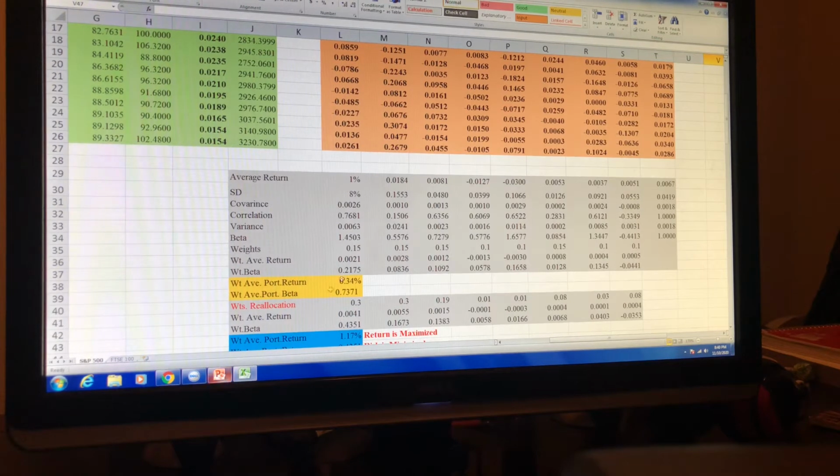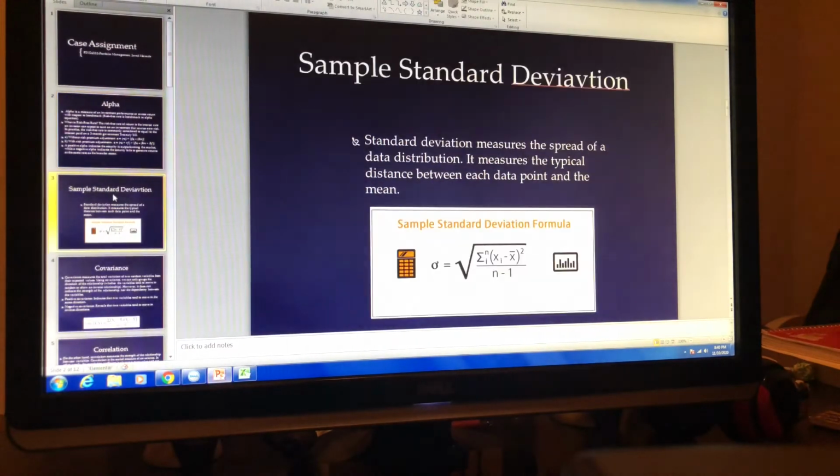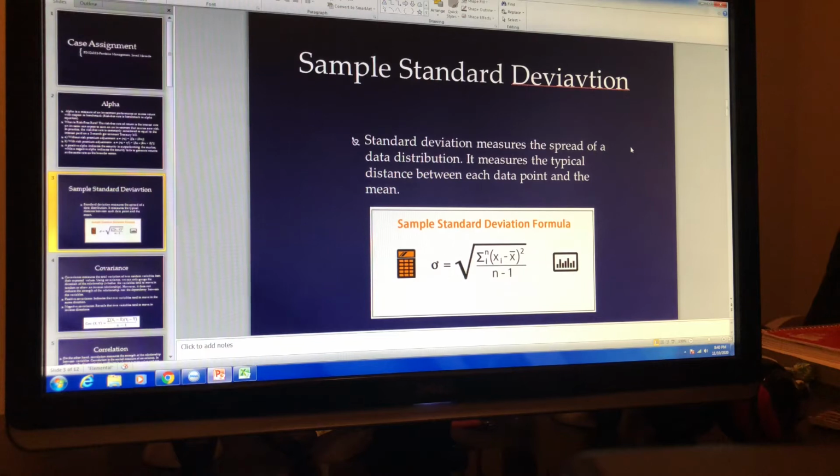We're going to go back to all these returns. Unfortunately, these 2 American Depository Receipts gave me negative returns on the investments. All the other ones gave positive returns. We're going to go back to the sample standard deviation. The sample standard deviation measures the spread of a data distribution. It measures the typical distance between each data point and the mean.